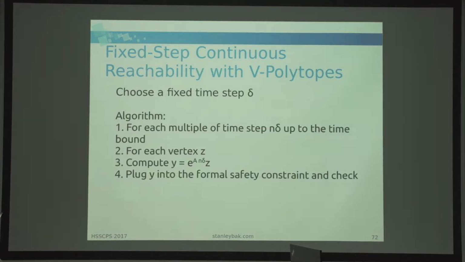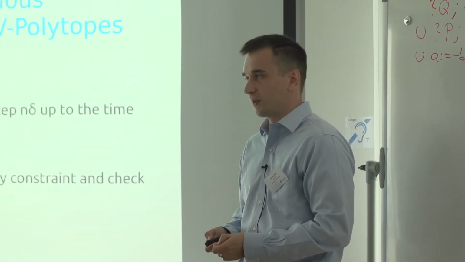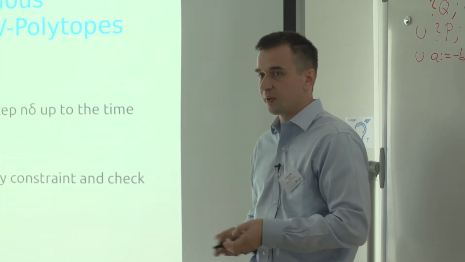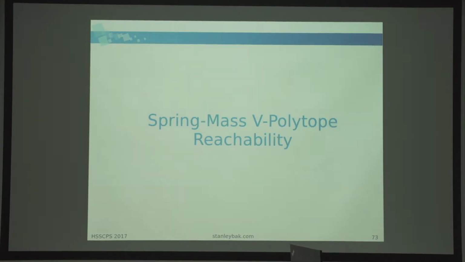But for low dimensions, we could still imagine using this for reachability computation. So the algorithm would be, for each multiple of your time step, you iterate through each vertex of your initial set of states. You compute y equals e to the A n times delta, times z, where z is your vertex, n is the step number, A is your dynamics matrix. Then you take the vertex that you computed and you check the safety formula with it, right? And if that's always safe, then you can say your system is verified in a discrete-time fashion. So let's look at that approach.